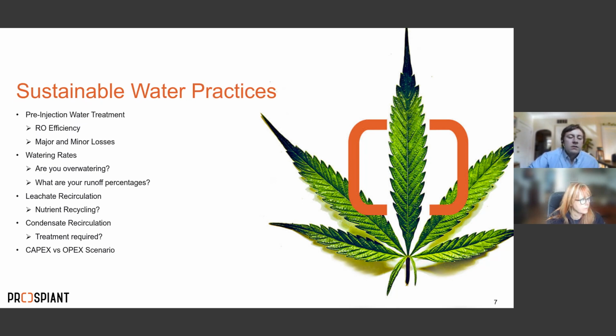And then, sustainable water practices. There's a lot that goes into this one, so we'll keep it high level again. But when we're talking about sustainable water practices, we're mainly going to focus on the irrigation and fertigation side of things. And with this, how to begin is, how are you getting water to your facility? Are you pulling off of the city water? Are you pulling off of a well?